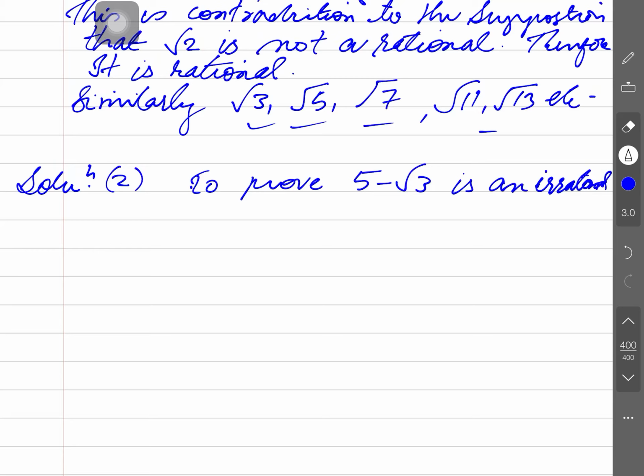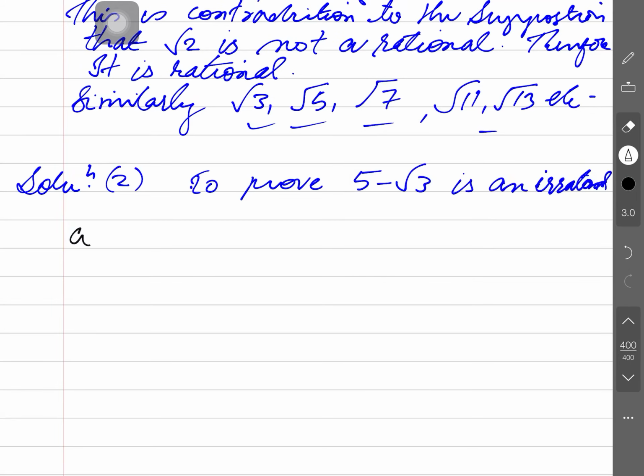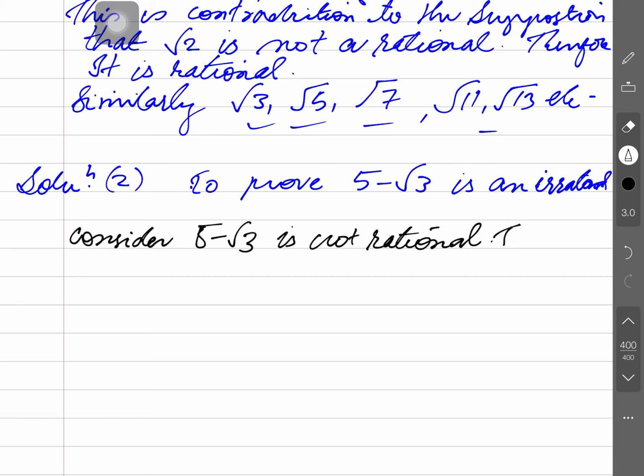So it's very simple. The same line will be copied here. What will we suppose here? Let us suppose or consider that 5 minus root 3 is not rational. If it is not rational, then what? Then it is rational.